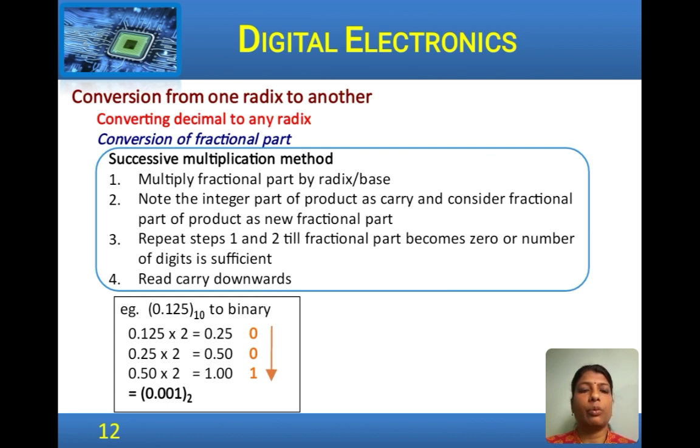So, take the example of converting 0.125 from base 10 to binary, where the base is 2. 0.125 multiplied by 2 gives 0.25. The integer part is 0, noted down separately. 0.25 times 2 is 0.5, again the integer part is 0, noted. 0.5 times 2 is 1, so integer part 1 is noted down here, and the resultant fractional part is 0. So, the multiplication can be stopped here. Now, read the answer downwards. So, 0.001 to the base 2, that is the solution.